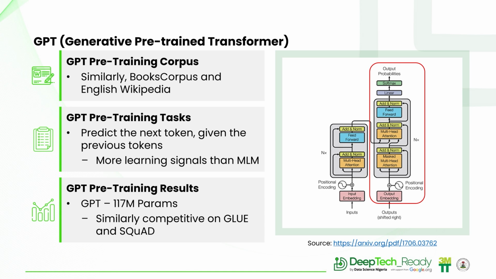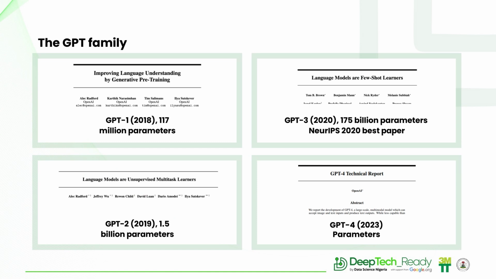Let's now walk through the GPT family, which has evolved significantly over the years. We have GPT-1, which came about in 2018. This was the beginning of the generative pre-training concept. Like I mentioned, it had 117 million parameters and showed that large-scale pre-training on unlabeled text could improve performance on downstream tasks. It also introduced the idea of pre-training followed by fine-tuning for better results.